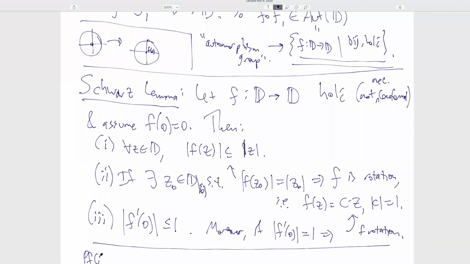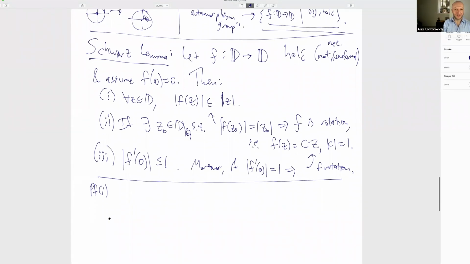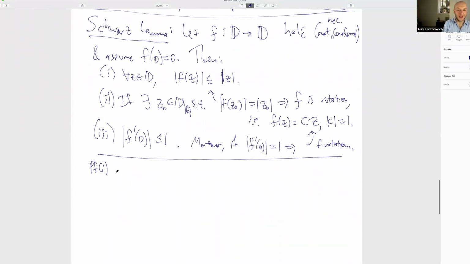Okay. Let's prove 1. This is very simple. These are all the maximum modulus principle in disguise. Proof of 1. So if we expand f about 0, f of z is equal to f of 0 plus f prime of 0 z plus higher order terms, a2 z squared, and so on. The assumption was that f of 0 is 0.